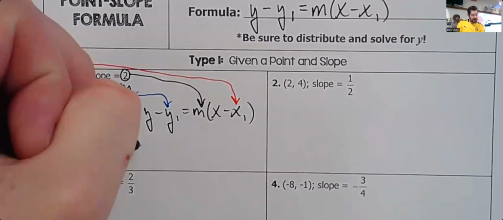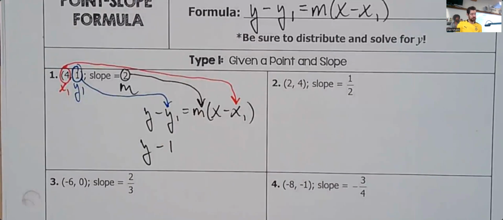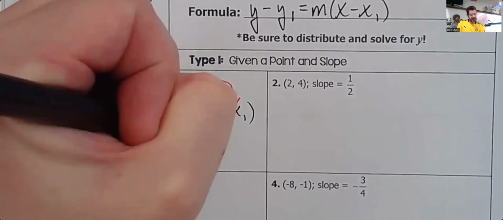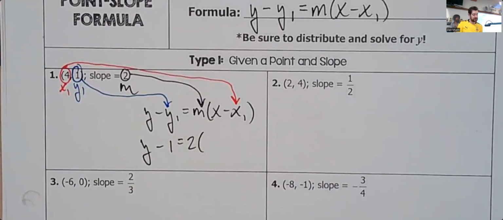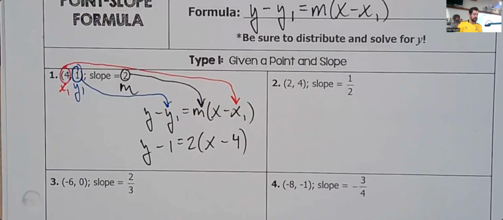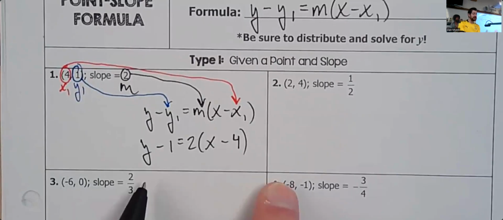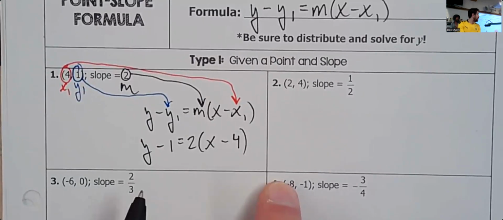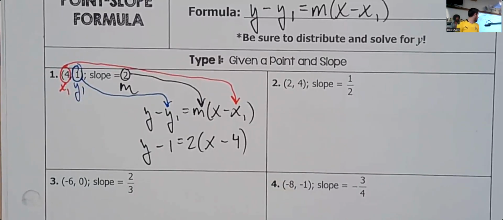So we're going to be writing y minus 1 equals 2 times x minus 4. There you go. And that would be the answer in point slope form. So this is perfectly fine for writing an equation. However, we are going to finish up by writing this in slope intercept form.